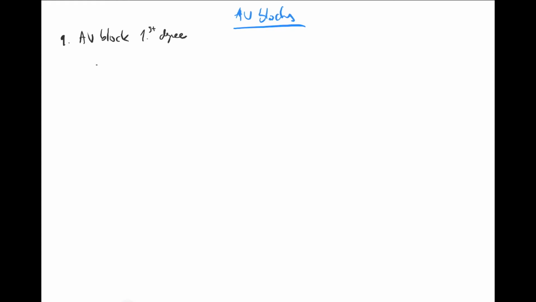first degree. It's just the PQ is a bit elongated. It takes a bit longer. Nothing serious. It's just prolonged. And you live with that and you're fine. Okay, so that's a first degree block. Just a prolonged PQ interval. Prolonged.